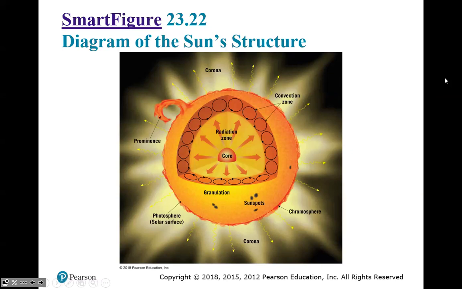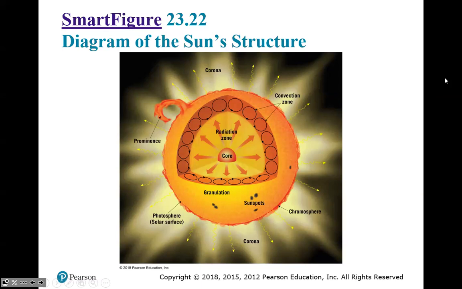Above the radiation zone is the area called the convection zone. In the convection zone, energy is primarily carried by hot gas or hot plasma rising up to the surface and cooler plasma sinking down. So it's carried by convection instead of via radiation. Energy being carried by radiation is like in a toaster oven or a traditional oven. And energy carried by convection, that's what an air fryer does. It moves the air around to carry things by convection.